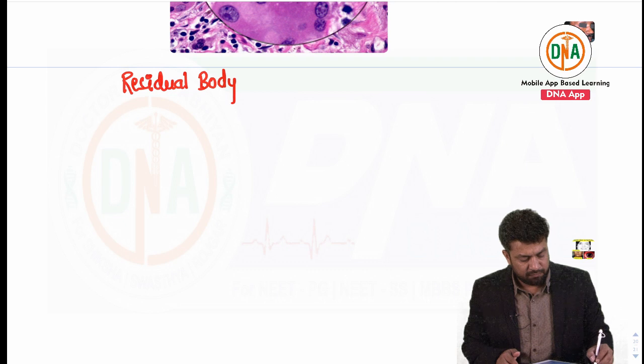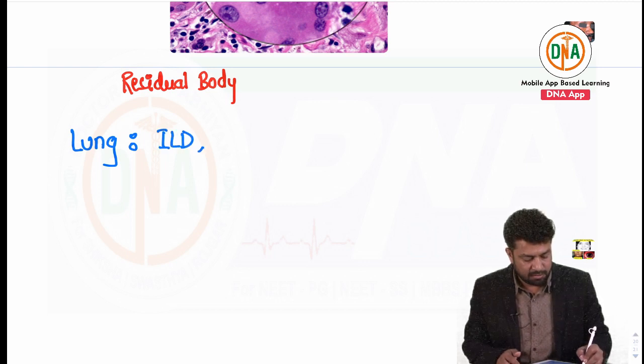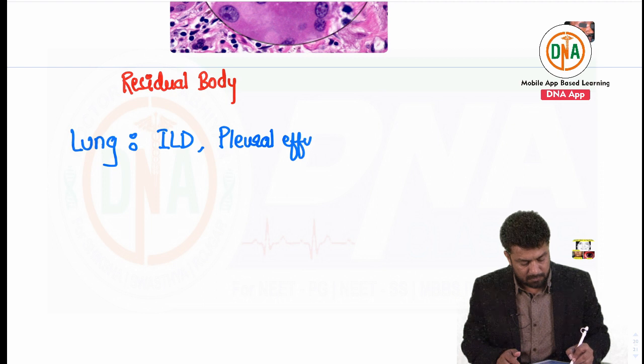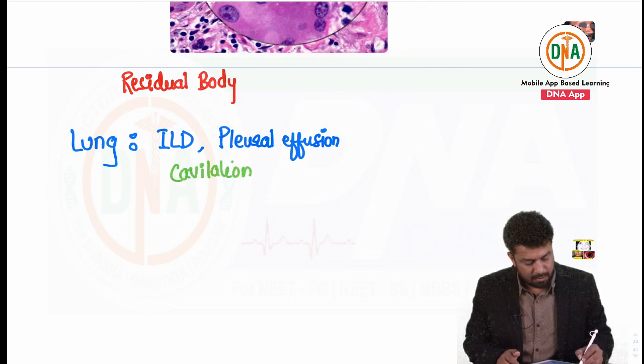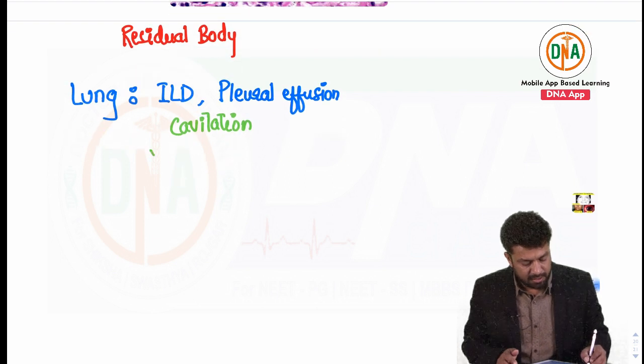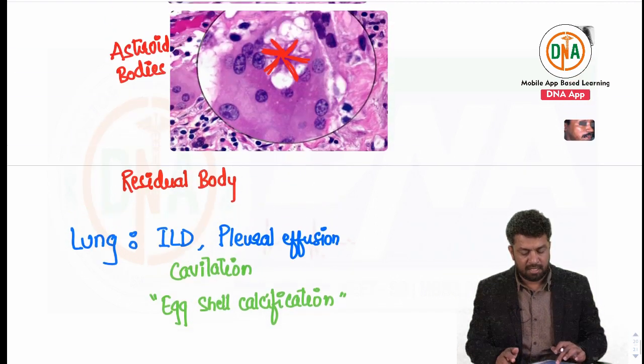Next, coming to the important different manifestations. The important organ involved is the lung. In the lung, the patient will be suffering from ILD, that is interstitial lung disease, or pleural effusion, which may be caused by sarcoidosis, but importantly, it is the one that causes cavitation in the lung and eggshell calcification. So you have cavitation and the eggshell calcification.